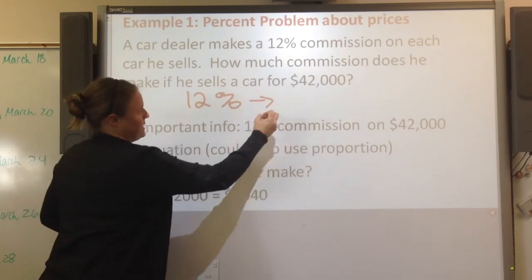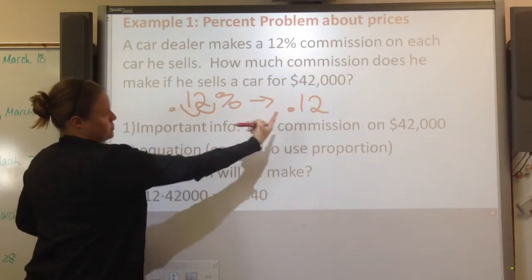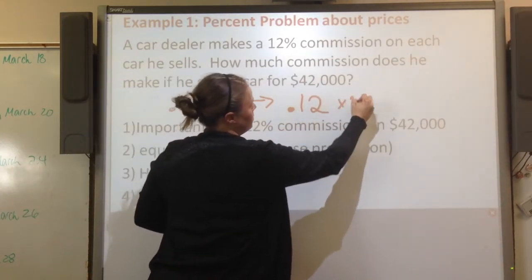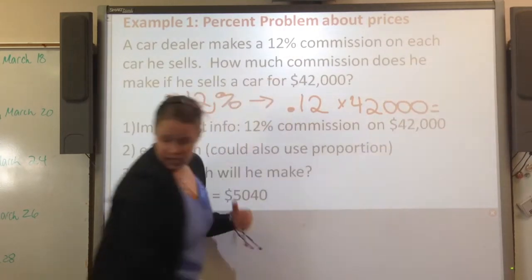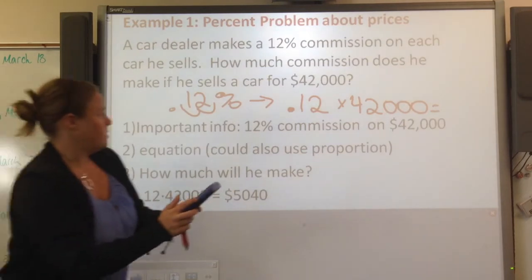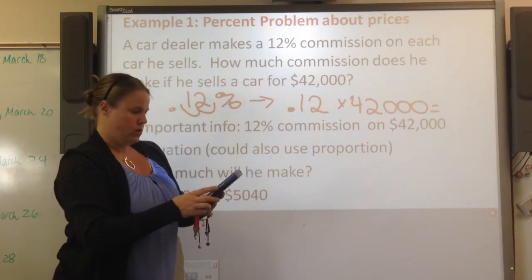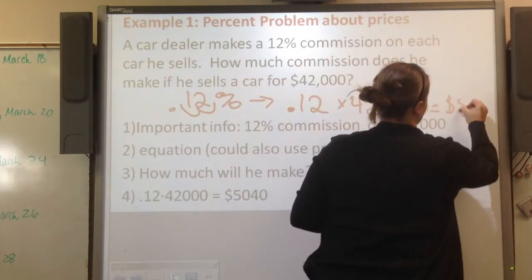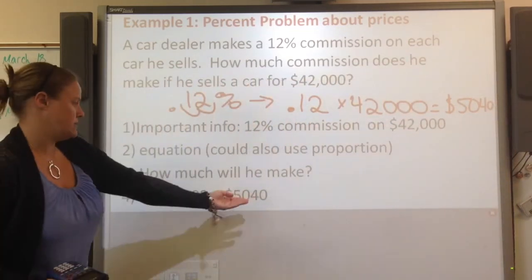12% converted to a decimal is moving our decimal 2 places to the left. So it's 12 hundredths times the value, the whole, equals, let me grab my calculator. So that's 0.12 times 42,000. And the value is $5,040, as you can see here.